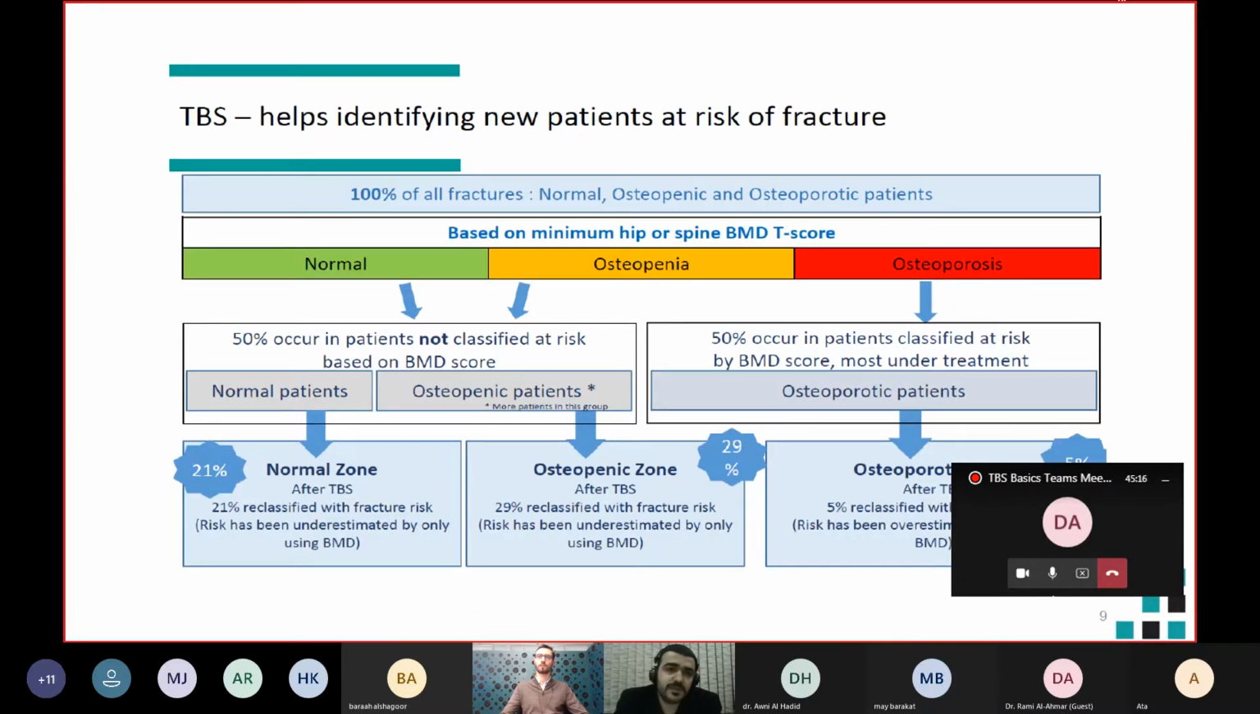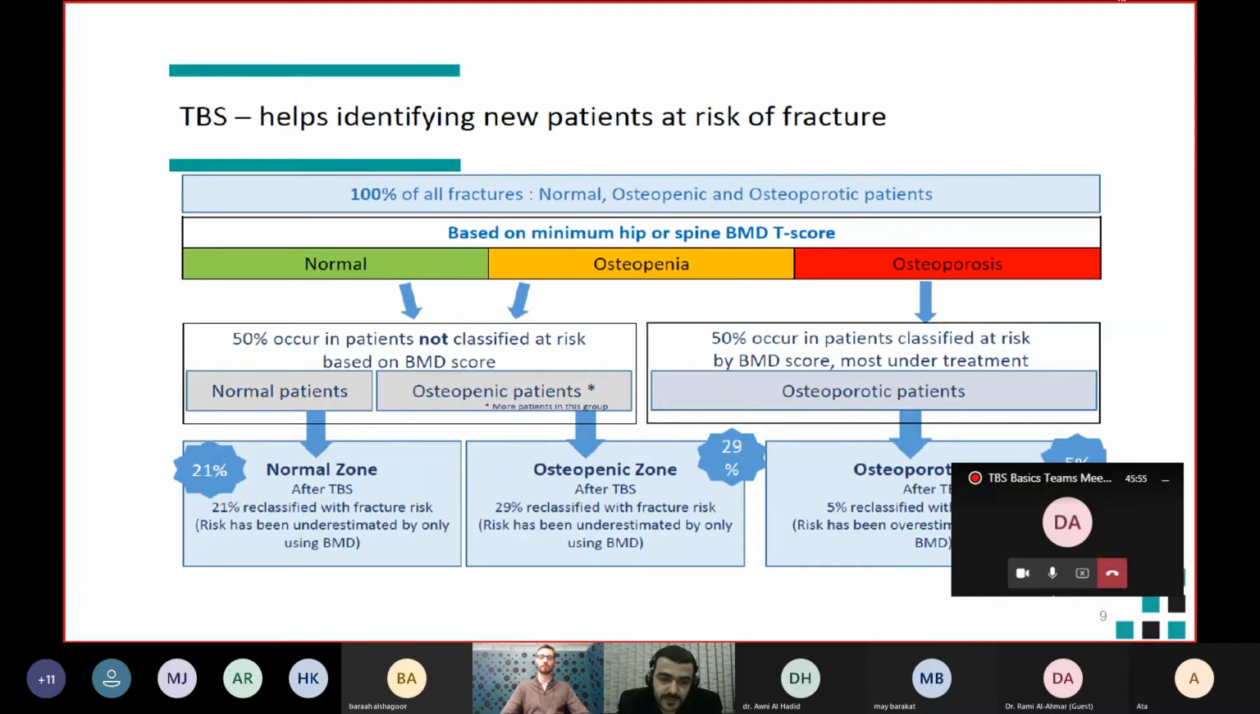So what clinical value did TBS add? It helps identify new patients that have a high risk of fracture. Let's say we have 100% of all the fractures occurring in the normal, osteopenic and osteoporotic zones. We already said that 50% of the fractures are occurring in the normal and osteopenia zones, and the other 50% are occurring in the osteoporosis zone. So this is only when we look at the BMD.